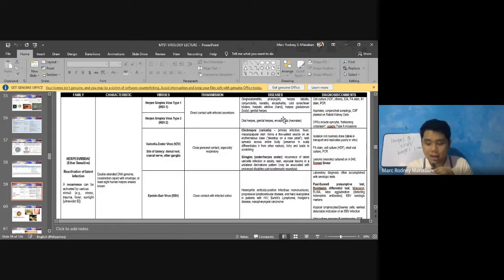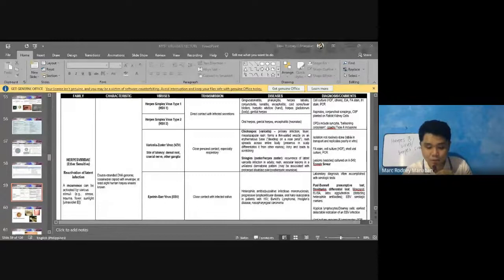Aside from that, your CPE is ballooning cytoplasm, so the cytoplasm enlarges, and your Cowdry type A inclusion. So that was in the first part of the lecture. They are acidophilic inclusion bodies found within the cells infected by HSV. So, that's for your herpes simplex virus 1 and 2. Again, their infection mostly causes lesions in the body.